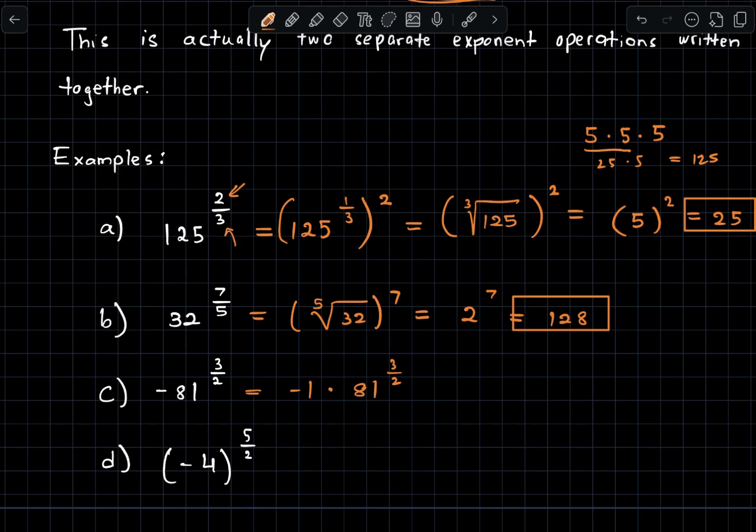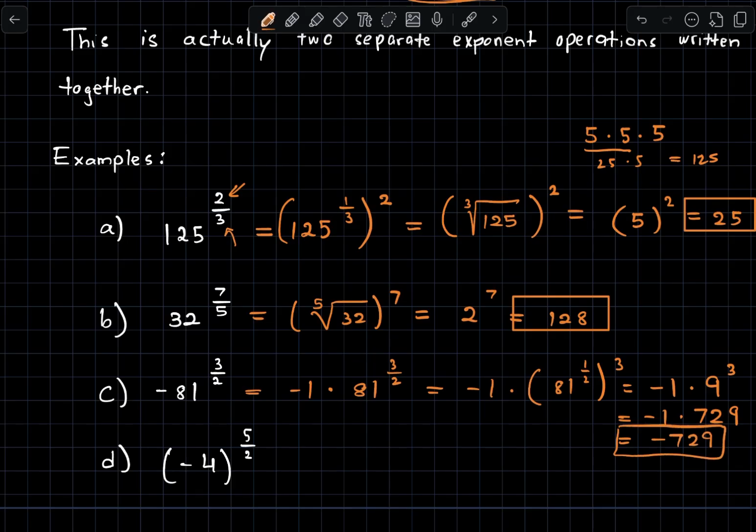Okay, so now we've got 81 raised to 3/2. Let's do the same thing. Let's take that square root first. Right? You can think of this as 81 to the 1/2 first, and then raise to the 3rd power. So 81 to the 1/2, square root of 81, same thing. It's just 9. And you've got -1 times 9 raised to the 3rd power. 9 raised to the 3rd power happens to be 729. -1 times 729 is -729.